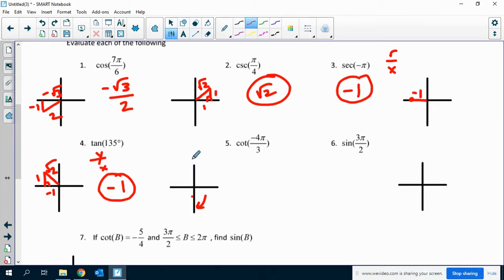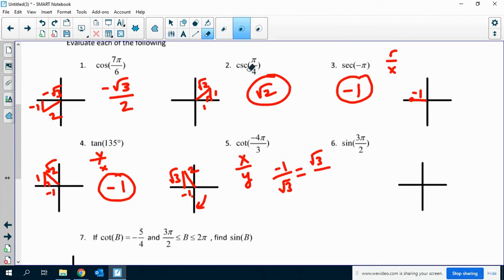A pi over 3 reference angle looks a little bit more like a 60-degree reference angle, because that's what it is. So I have -1, square root of 3, and 2. And now if I'm looking at cotangent, cotangent is x over y. So x is -1, y is square root of 3. If I multiply the top and bottom by the square root of 3, I get negative root 3 over 3. And that should look like a negative, so you don't get confused. So negative root 3 over 3.